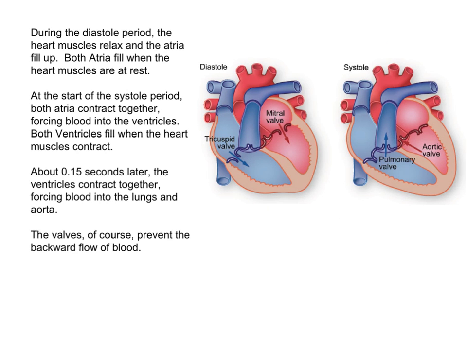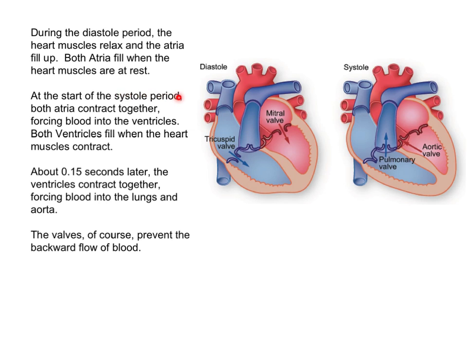Another thing we haven't said too much about is the fact that the heart obviously contracts and relaxes and contracts and relaxes. It is during the relaxation period, when the heart muscles are relaxed, that the atria fill up. This is called the diastole period. During the diastole period, both of the heart muscles relax and the atria fill up with blood.